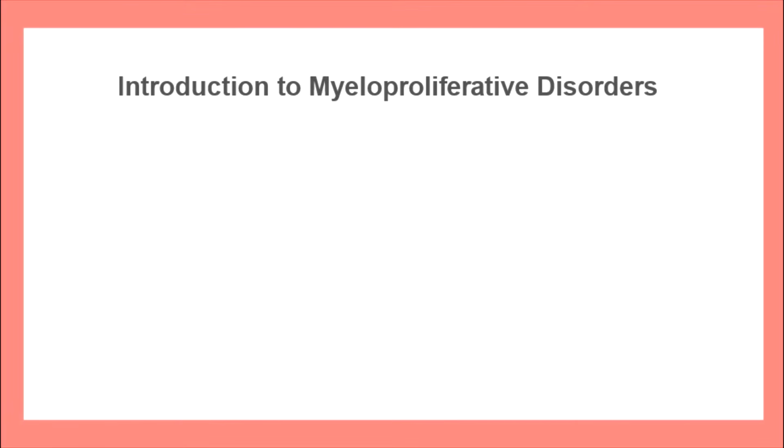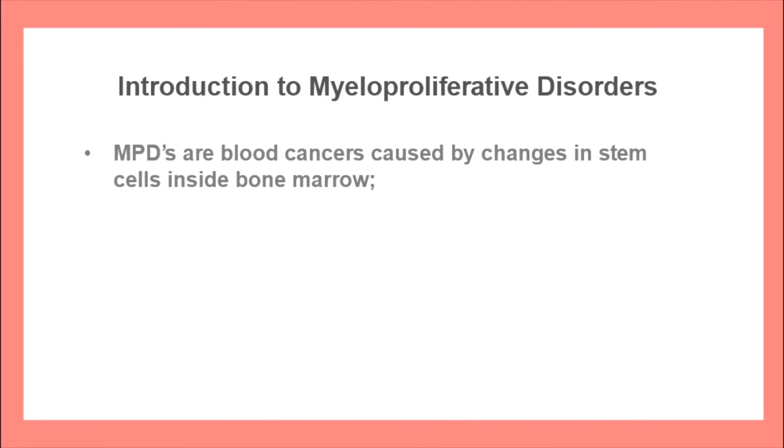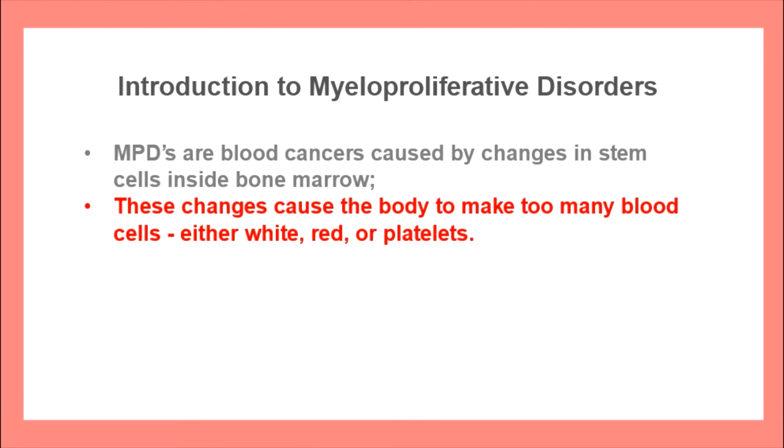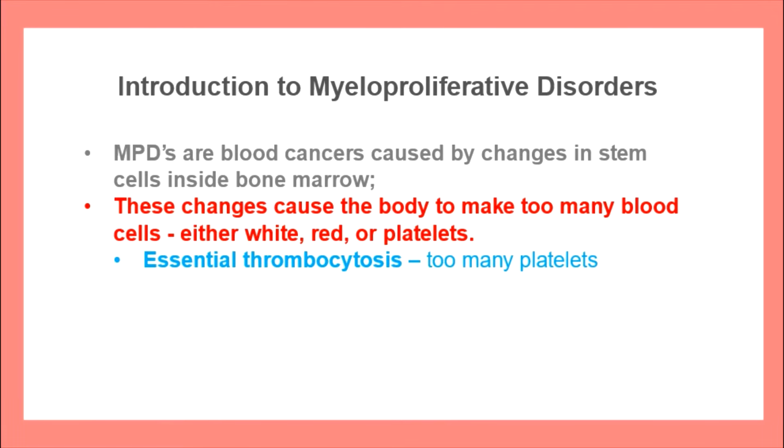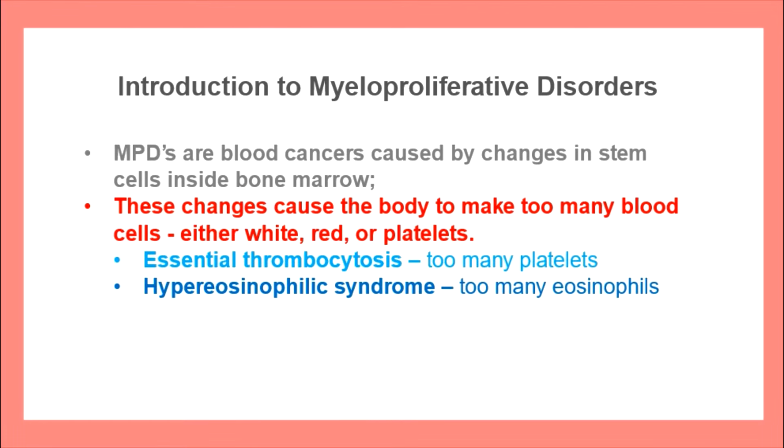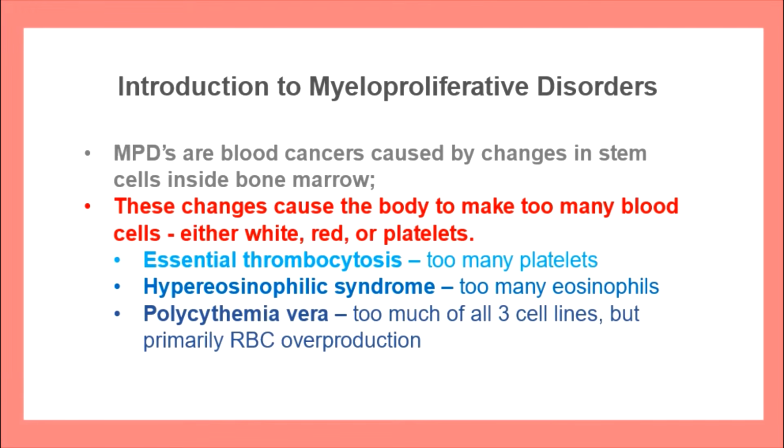Okay, so now we're going to talk about myeloproliferative disorders. So myeloproliferative disorders are blood cancers caused by changes in stem cells inside the bone marrow. And these changes cause the body to make too many blood cells, either white, red, or platelets. For example, essential thrombocytosis, there are too many platelets, hypereosinophilic syndrome, there are too many eosinophils, and polycythemia vera, too much of all three cell lines, but primarily red blood cell production.